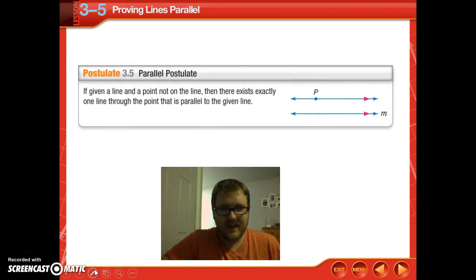So let's look at our next postulate, postulate 3-5. Given a line and a point that's not on the line, there's one line through the point parallel to the other line. So if we had line M and point P, we know that this line right here is the only line that's parallel to M, and we know that line exists based on this postulate.